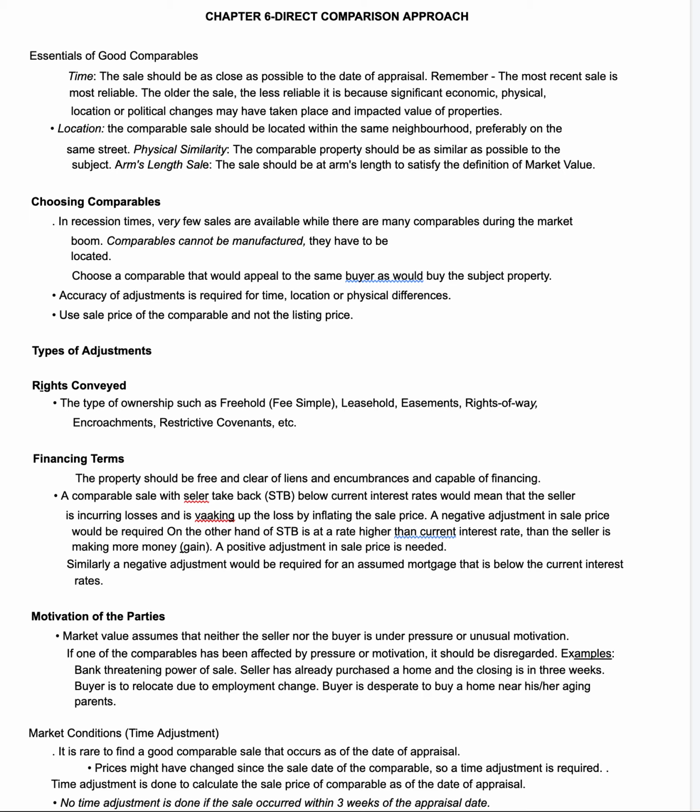Restricted rights are comparable to those where the sale involves a fee simple estate. The adjustments under this heading could be where either the subject or the comparable has an easement, encroachment, or restrictive covenants.